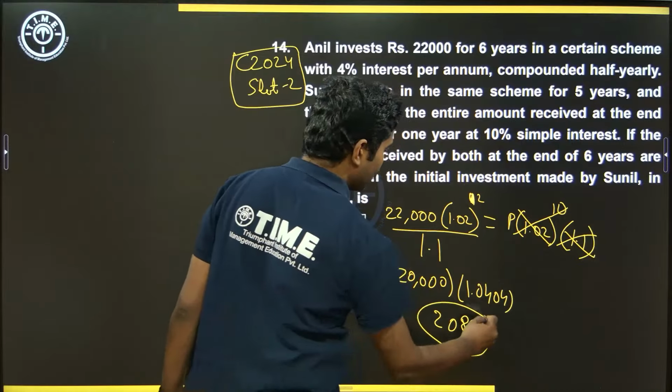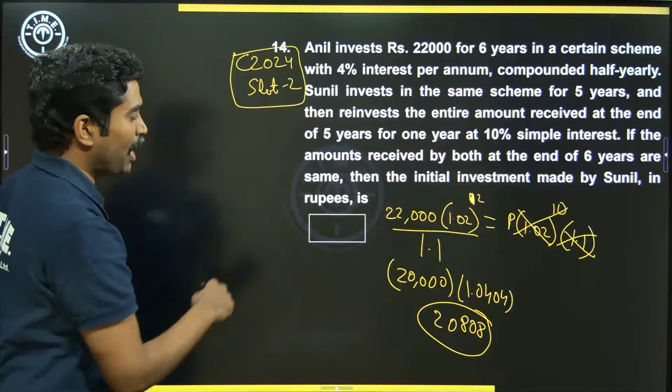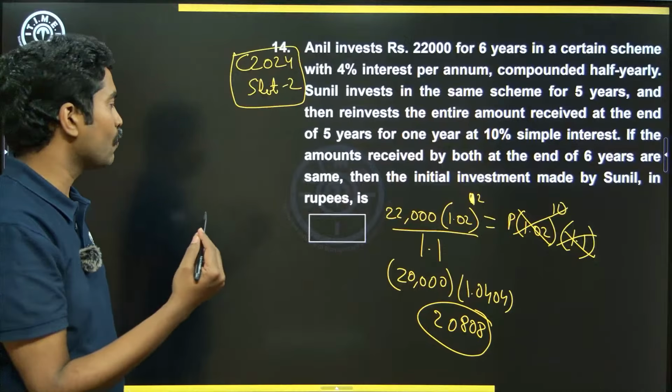20808. That's our answer. Now, even in the previous video, one of our followers asked, can you tell me how you got that 1.0404 so fast?